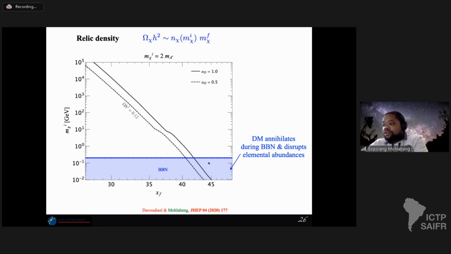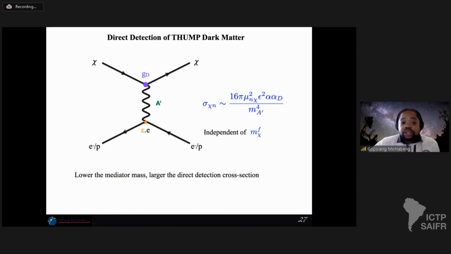Now I cannot freeze out in this region, because once dark matter annihilates here into dark photons that then decay into the Standard Model, that disrupts the elemental abundances, which, as we know, is not allowed. And so in this case, I can look at the direct detection of this kind of dark matter. Again, we go back to the spin-independent cross-section that I had before.